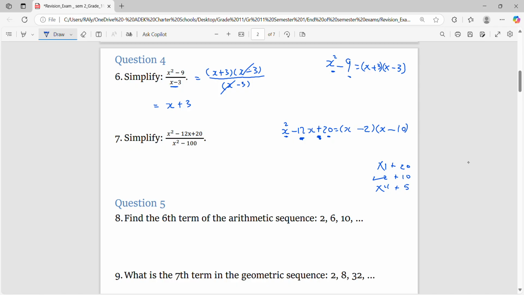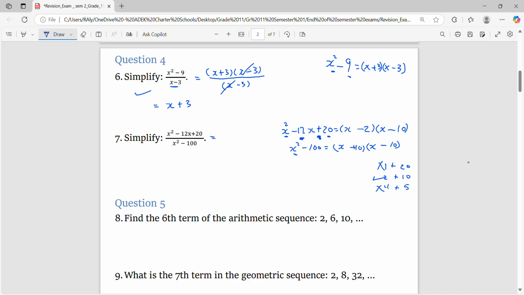So the numerator is now done, go to the denominator. Denominator, I think it's very clear. X squared minus 100 is a difference of two squares, as we did in the previous question. Open two brackets: x squared is x times x, and 100 is 10 multiply 10, one plus and one minus, as we usually do.